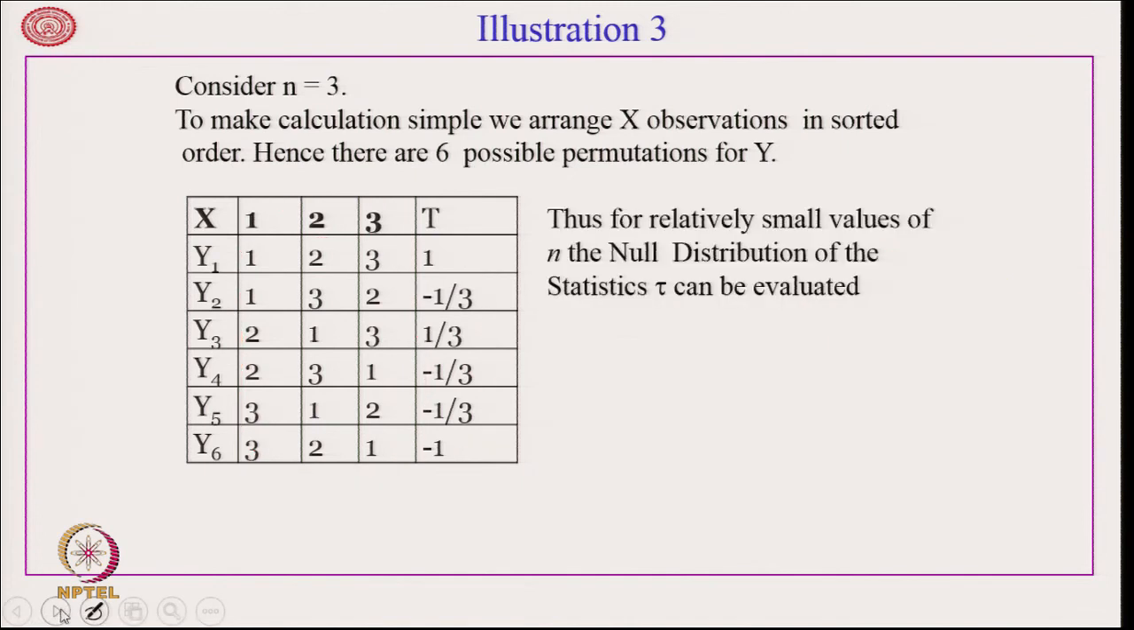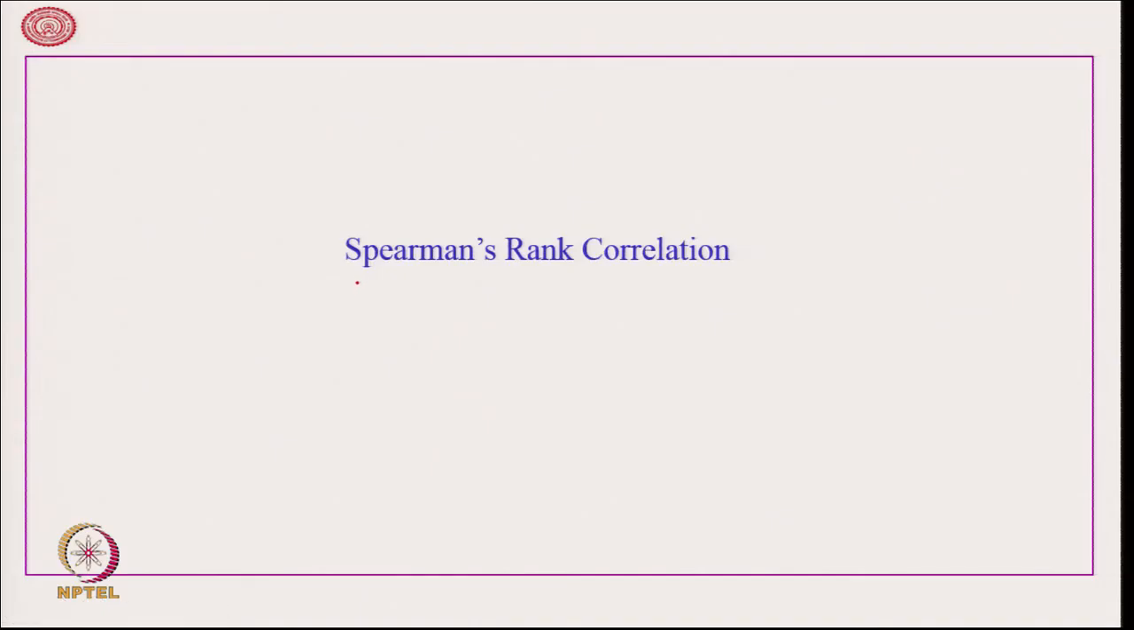Thus, for relatively small values of n, the null distribution of the statistic t can be easily evaluated because we are getting the probability distribution of t. Let us now consider the other metric, that is Spearman's rank correlation, which also measures the association between two random variables which are jointly distributed.